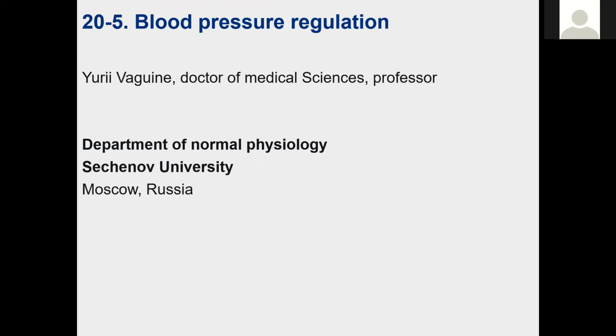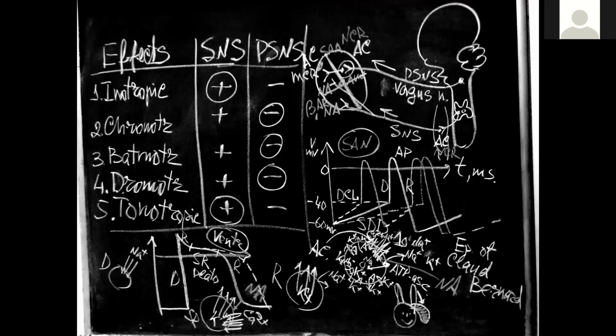This is the regulation of the blood pressure and the other problems with the regulation with the help of, first of all, the autonomic nervous system and some hormones. This is the plan which explains the effects on the heart of the sympathetic nervous system and the parasympathetic nervous system. The sympathetic and the parasympathetic nervous system change the heart work, and we have the 5 effects: inotropic, chronotropic, bathmotropic, dromotropic, and tonotropic effects.